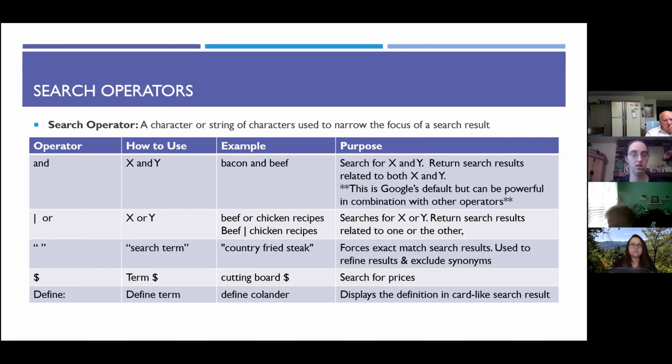However, say there's another scenario and you're debating between beef or chicken recipes. You could type beef or chicken into Google, and Google will deliver search results related to beef recipes or chicken recipes. The or operator turns search results related to one or the other.